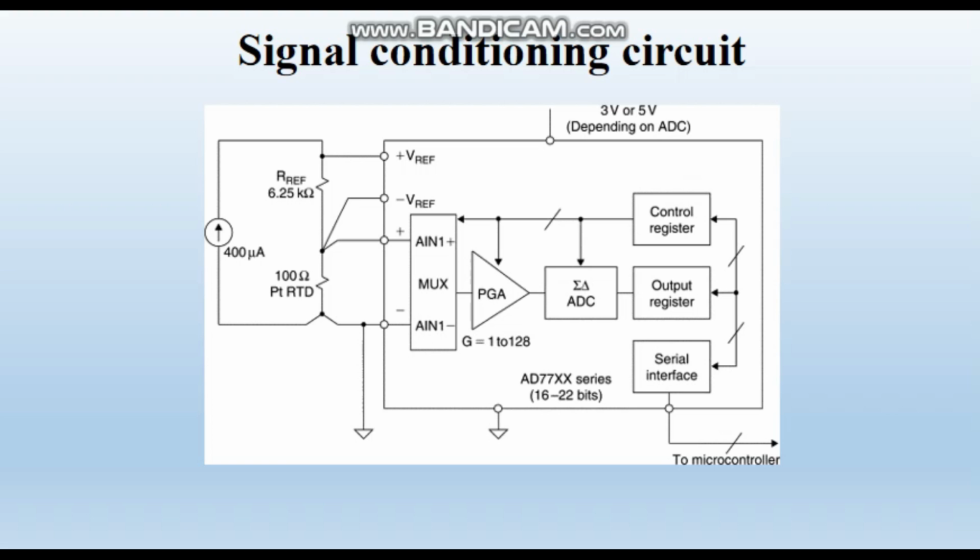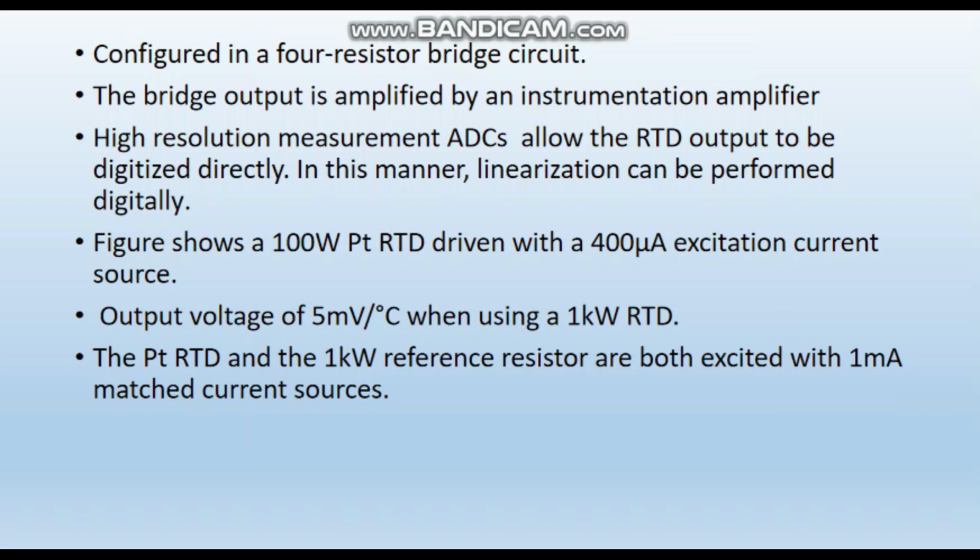The figure shows a 100 ohm platinum RTD driven with a 400 microampere excitation current source. The output is digitized by the ADT70 series ADC. The RTD excitation current source also generates the 2.5 volt reference voltage for the ADC via the 6.25 kilo ohm resistor. The ADT70 is a complete platinum RTD signal conditioner which provides an output voltage of 5 mV per degree Celsius when using a 1 kilo ohm RTD.